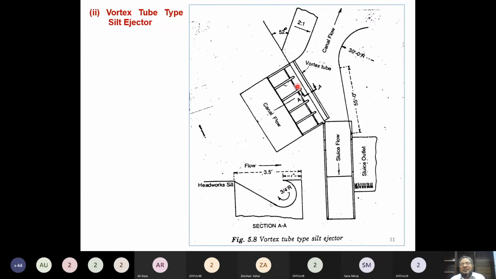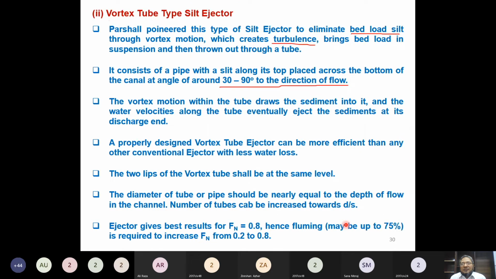And this pipe has been given a certain slope towards this sluice flow, towards this channel. And as it has a slope, the water also moves along with the vortex flow in this direction, and the water which carries a lot of sediments is basically discharged into this escape channel, and then it is discharged into the river on downstream of the headworks. So that is the big concept.